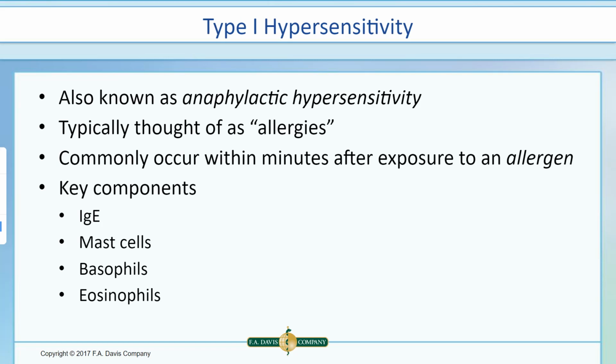Type 1 hypersensitivity are your typical allergic reactions, also known as anaphylactic hypersensitivity. Commonly occur within minutes after exposure to an allergen. The key components are IgE, mast cells, basophils, and eosinophils.